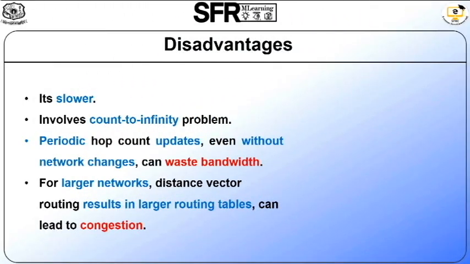Okay. Finally, this algorithm also has some disadvantages. It is slower and may lead to the count to infinity problem also. The updates should happen periodically, even without any network changes, compulsorily. That is why it may lead to bandwidth problems also. And finally, for larger networks, if you use the distance vector routing algorithm, it may lead to some congestion problems. Otherwise this algorithm is very good for routing, okay.